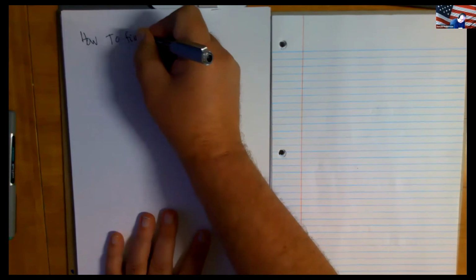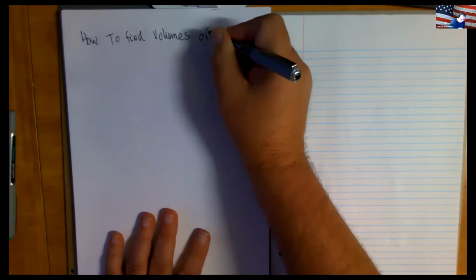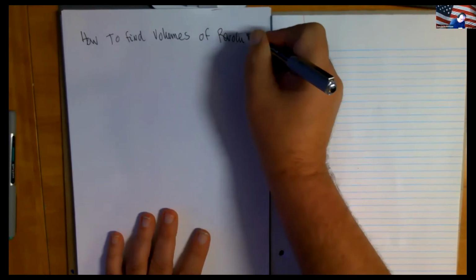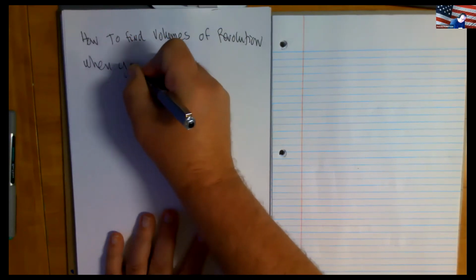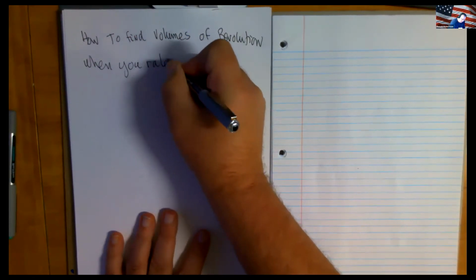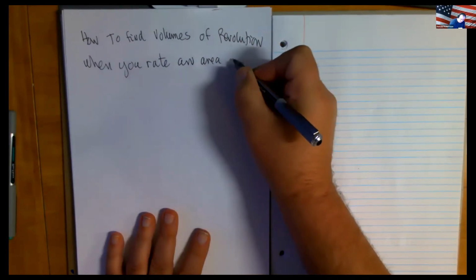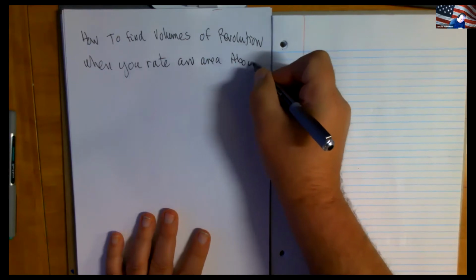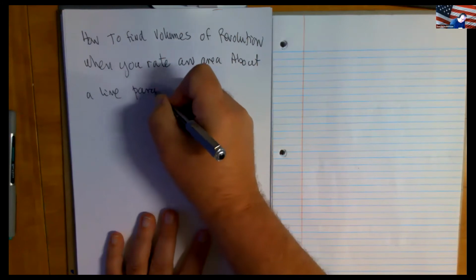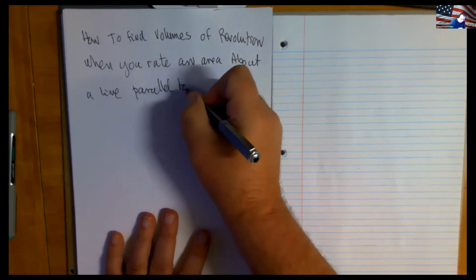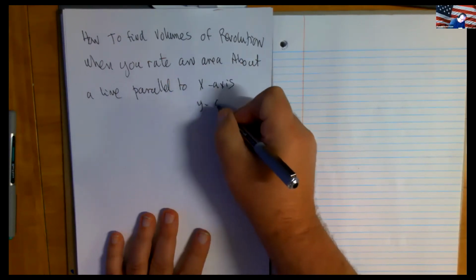We are going to look at how to find volumes of revolution when you rotate an area about a line parallel to the x-axis or to the y-axis.